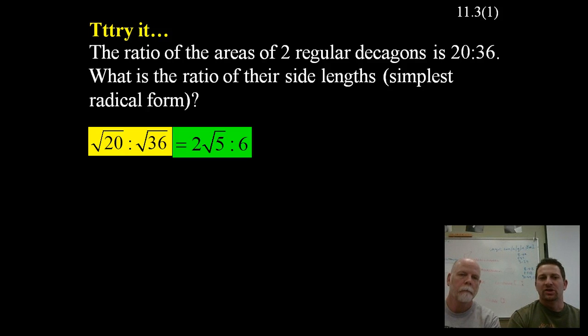All right. So just remember, to go back from area back to side or perimeter, you got to square root those numbers. That may look like a weird ratio, but it's okay to have kind of different numbers. It's just a fraction. It's just comparing 2 numbers. We're just comparing 2 radical 5 to 6. That's okay to leave it in that form. That's all it is.